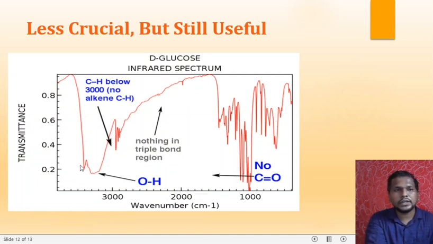So OH at 3200 to 3400, and there is nothing in the region around CO stretching, and there is nothing in the triple bond region, and CH below 3000 is an alkane stretching, that is CH.